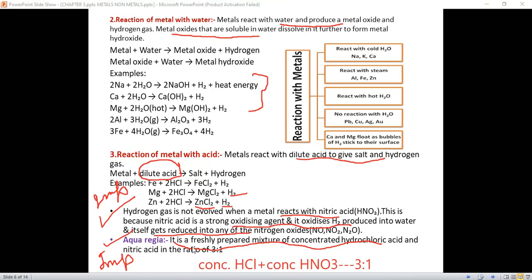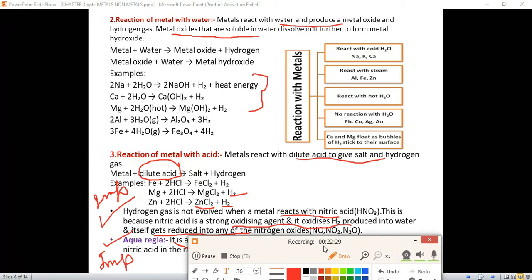So you have to remember it is freshly prepared. We have to prepare it freshly, we cannot store it. It is a freshly prepared mixture of concentrated hydrochloric acid and concentrated nitric acid in the ratio of 3:1. You should remember the ratio also.